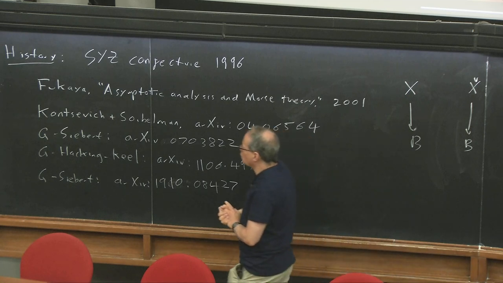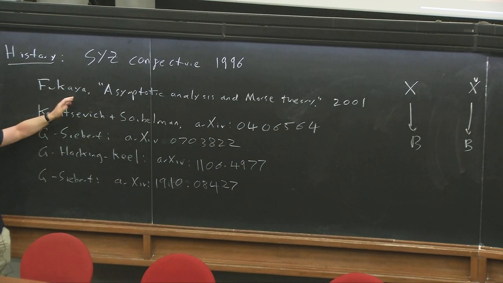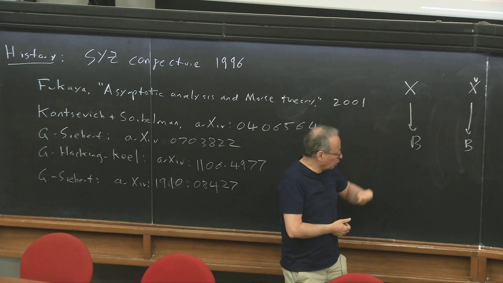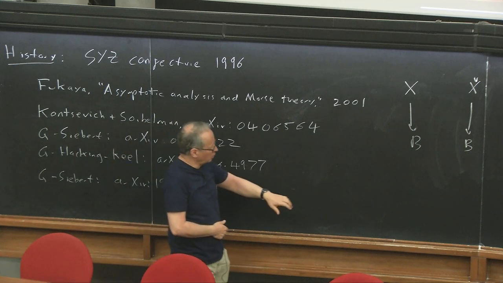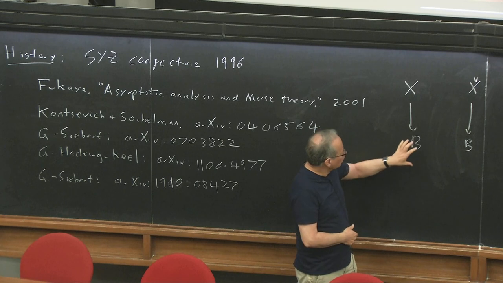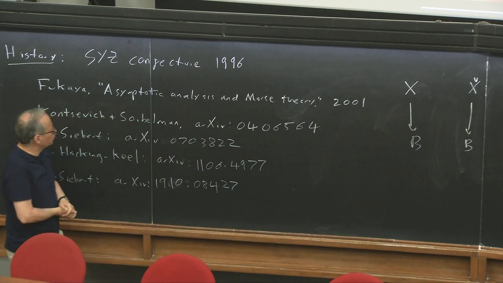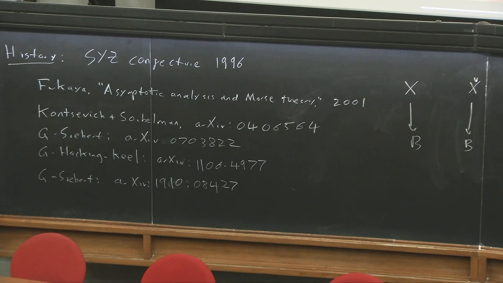So the first real attempt to deal with that was a paper of Fukaya in 2001, asymptotic analysis and Morse theory, which is not on the arXiv, where he started to develop a picture which inspired many of us to try to make it rigorous. The picture was very non-rigorous, but suggested that somehow you could understand the corrections of the complex structure by looking at things that look like tropical trees on the base following certain rules. In two dimensions, this was made precise by Kontsevich and Soibelman in a 2004 paper. They threw out all the analysis involved in Fukaya's paper by working in the non-Archimedean setting. Three years later, myself and Siebert wrote a paper which generalized the Kontsevich-Soibelman procedure to all dimensions.